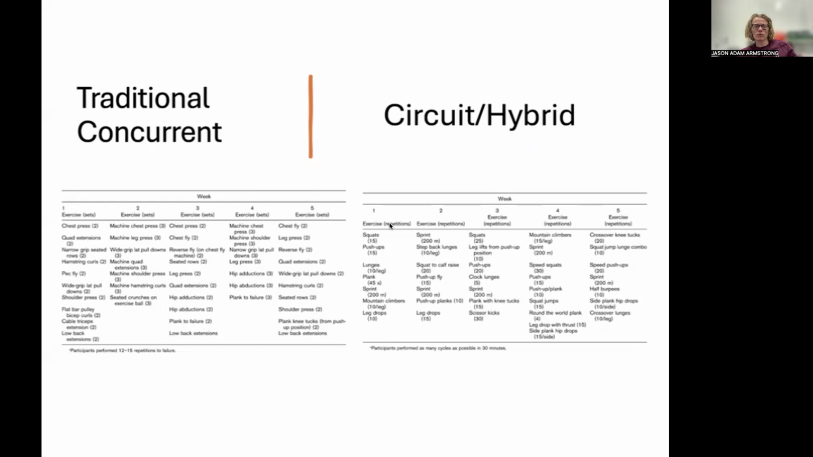But here I'm doing really high repetitions. We've got 200-meter sprints involved, right? So I would expect my breathing rate to go up a lot more with this than I would with this. Whereas here, I'm probably expecting one set followed by rest. Whereas here, I'm not expecting that. I'm doing squats followed by push-ups, followed immediately by lunges and then planks and then sprints and then mountain climbers and then leg drops, okay? So I would expect more of a change with circuit or hybrid training.